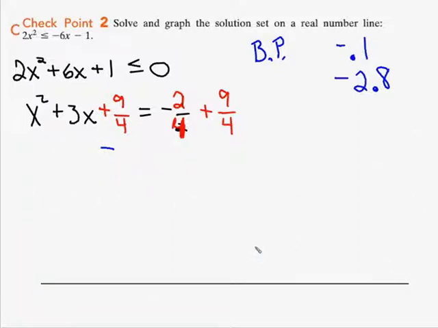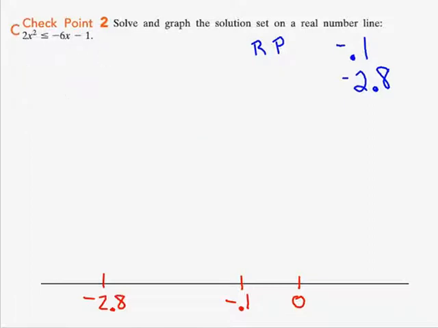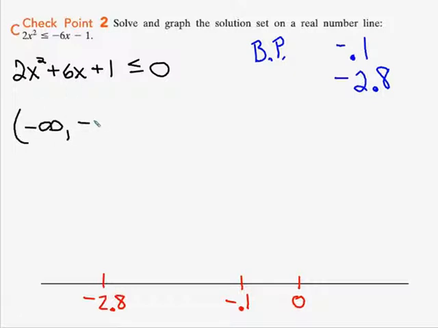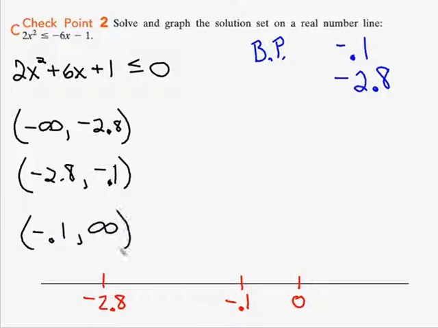Number line. Again, on mine, I like to at least show 0. And then we got a negative 0.1 and a negative 2.8. The number line is not to scale. So let's see. Oops, I didn't want to erase all of that. There we go. So what are our intervals? Negative infinity to negative 2.8, negative 2.8 to negative 0.1, and then negative 0.1 to infinity.